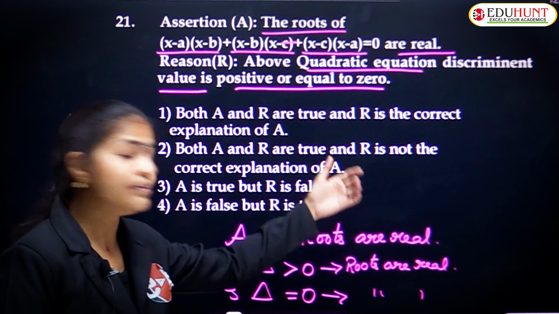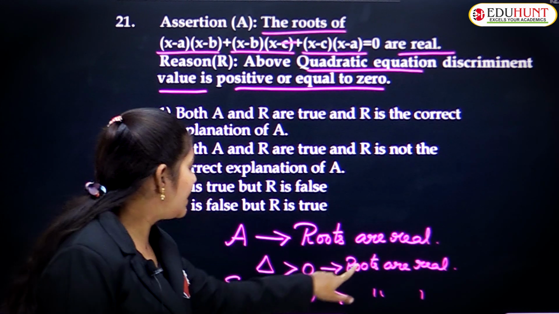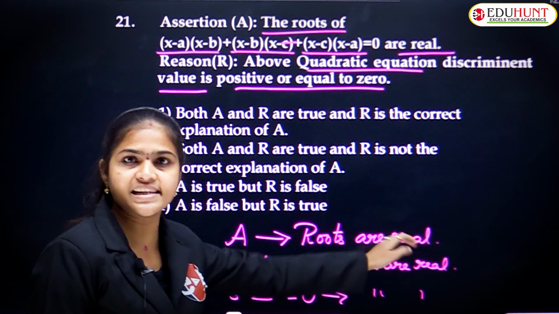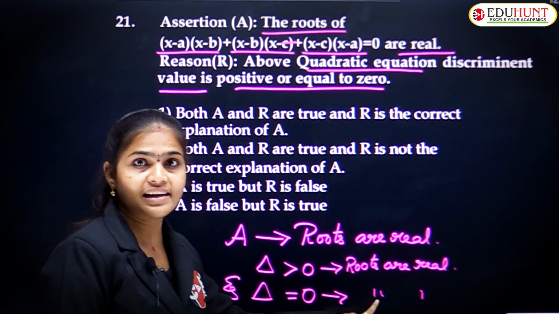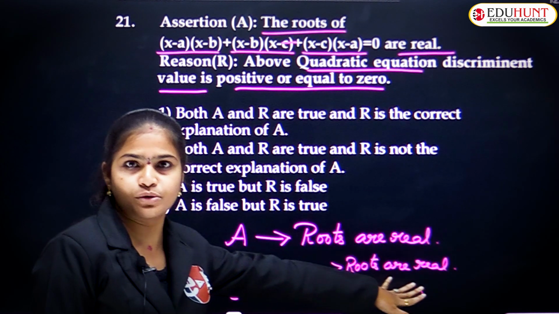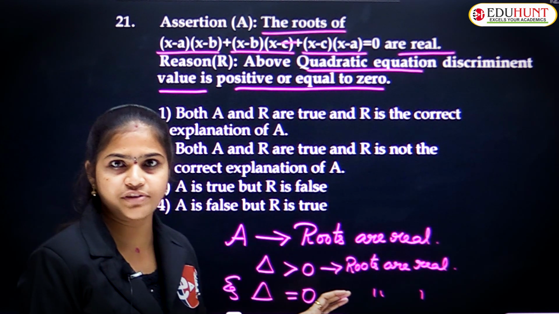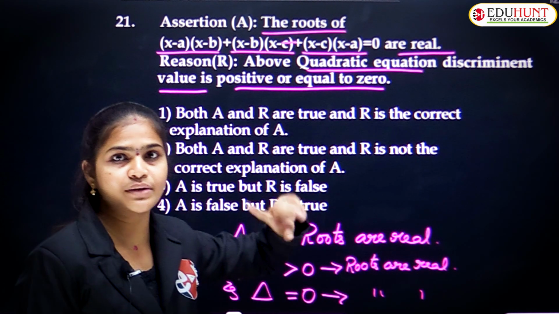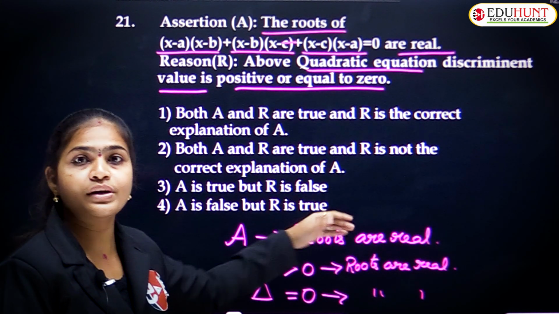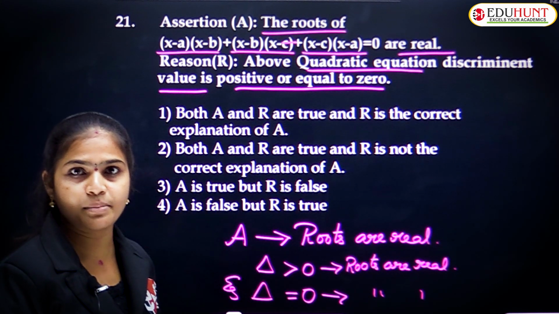But here there is a difference: when delta is greater than 0, the roots are real but distinct. When delta is equal to 0, the roots are real but equal. That condition is the only difference. But here they are not asking about equal and unequal roots. They are just saying that the roots are real. So real means these two conditions are also applicable here.